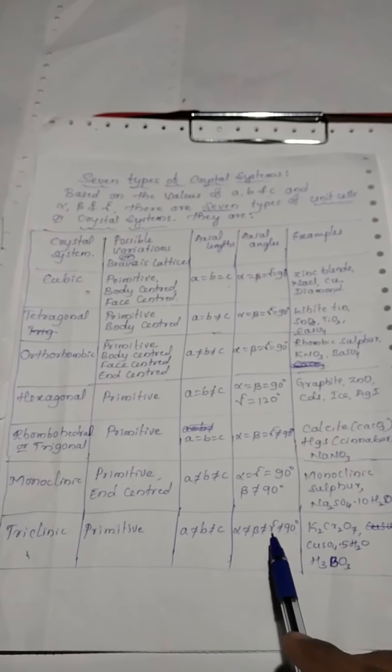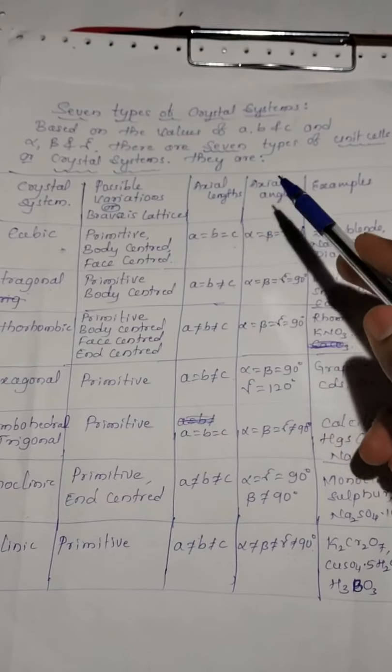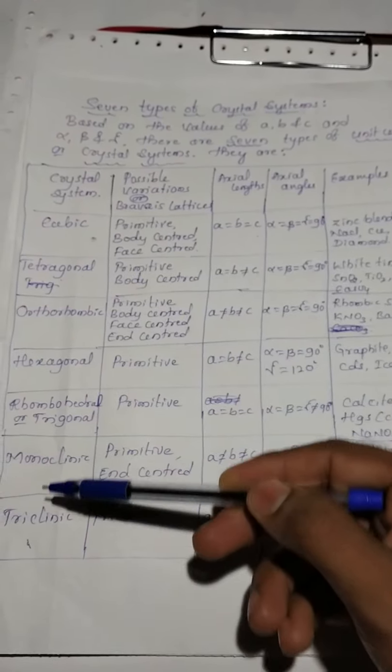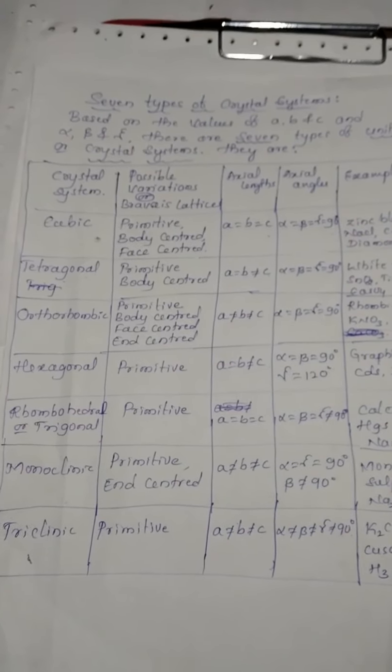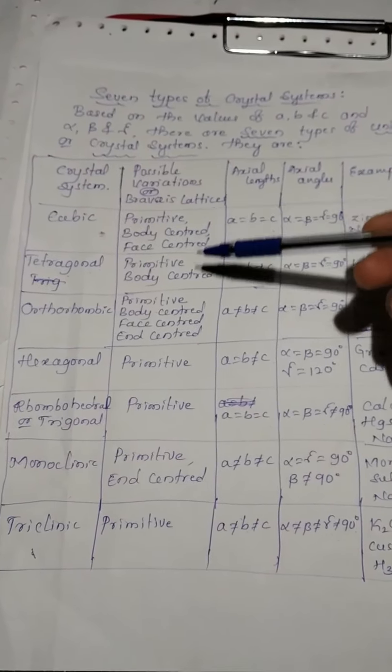If these parameters are there, then that is a triclinic crystal system. These are the axial length and axial angle. Based on this, we have classified the crystal systems, that is 7 crystal systems. So in these 7 crystal systems, there are Bravais lattices.